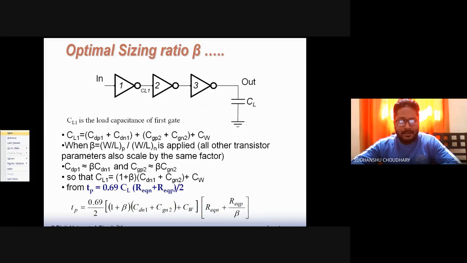Now let us say we have a chain of inverters like this, and we are supposed to find out the sizes of each inverter in the chain. So we have, let's say, 3 inverters: 1, 2, 3.